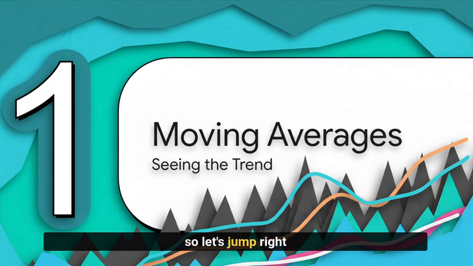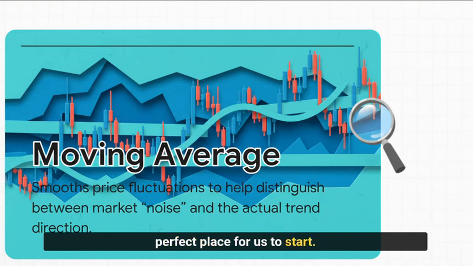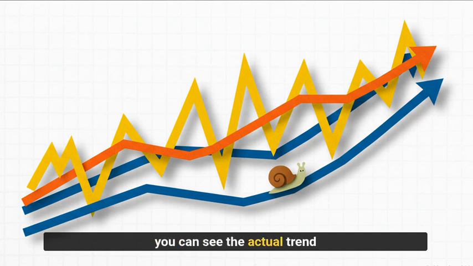Okay, so let's jump right in with our first and honestly most foundational tool, the moving average. This thing is the bedrock for so many other technical indicators, which makes it the absolute perfect place for us to start. So what exactly is it? Well, a moving average is pretty much what it sounds like. You're simply taking the average closing price of a stock over a specific period, say the last 20 days, and by plotting that average as a single smooth line on the chart, you can see the actual trend direction way more clearly.